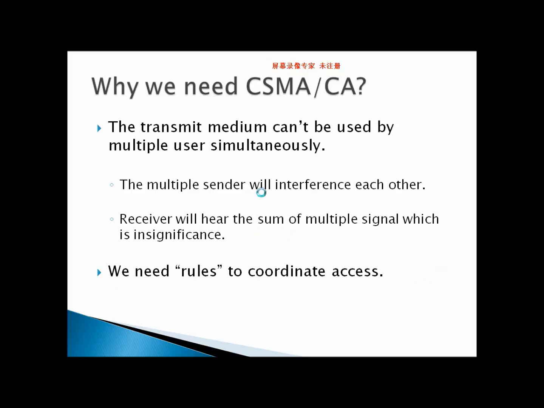Why do we need carrier sense multiple access with collision avoidance? The most direct answer is that the transmission medium cannot be used by multiple users simultaneously. For example, a group of people in a dark room: if only one person talks, the others can hear clearly, but if two people talk, no one can hear clearly because the two speakers interfere with each other.